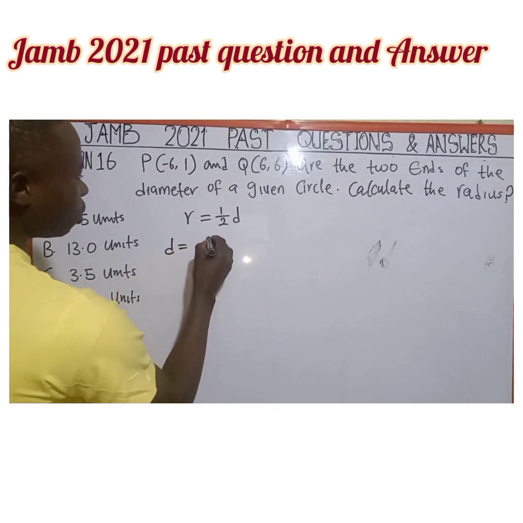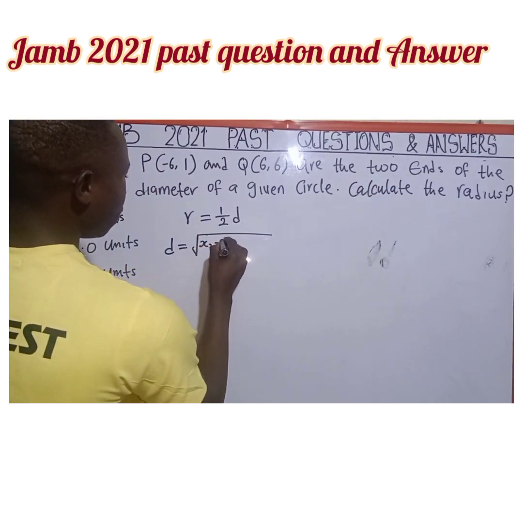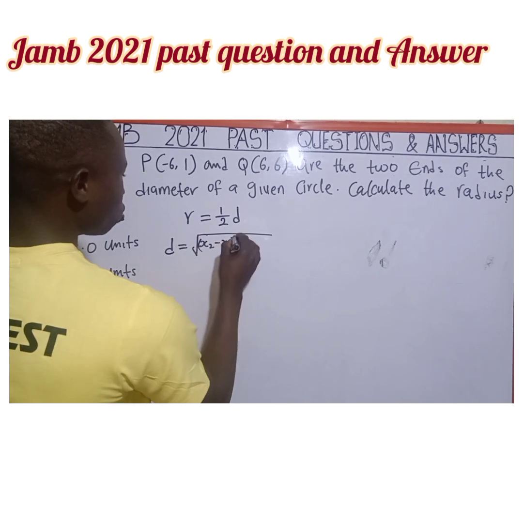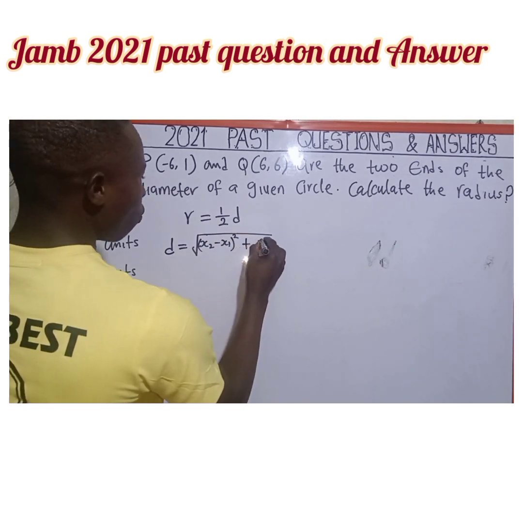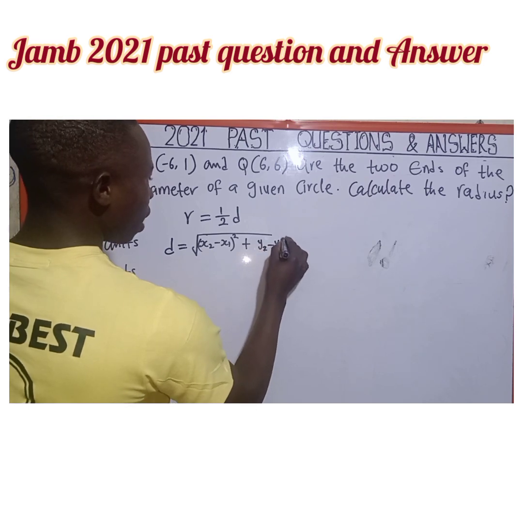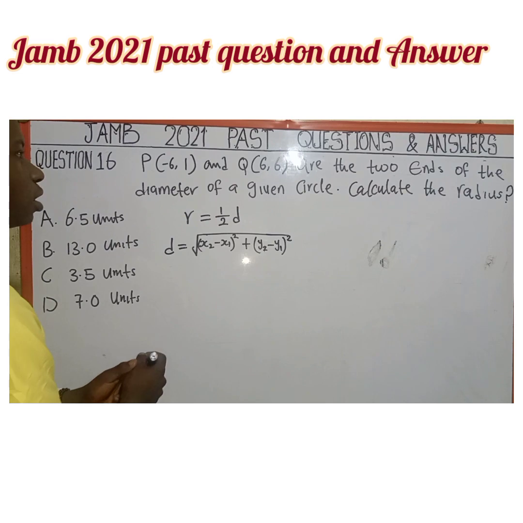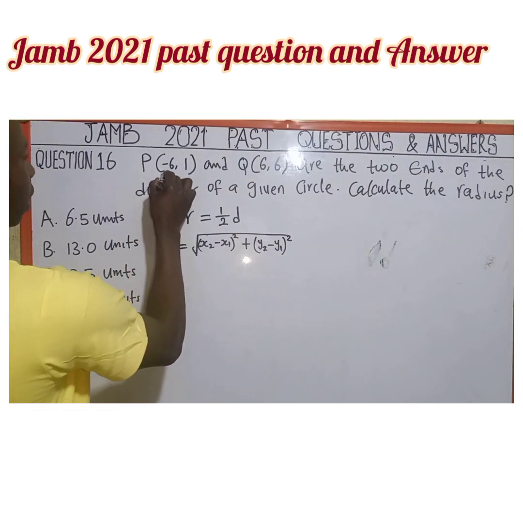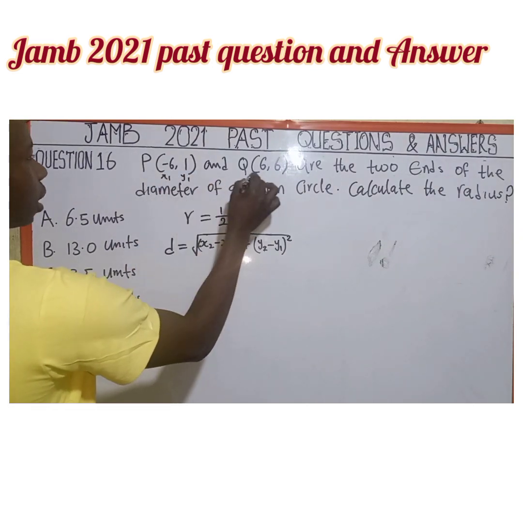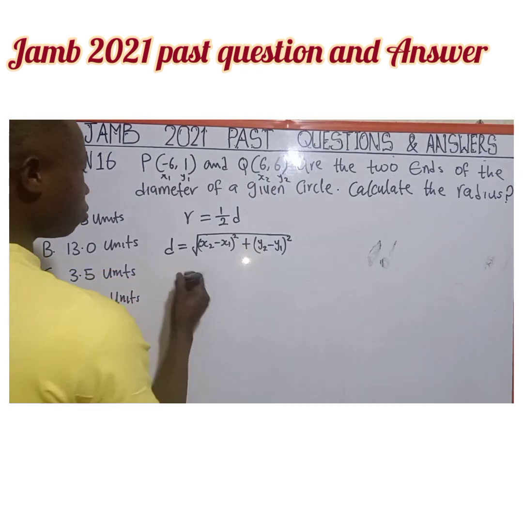So the first thing we need to do is to calculate our diameter, and diameter is denoted as D, which is equal to square root of X2 minus X1 all square, then plus Y2 minus Y1 all square. So this is the formula. So from this question, this is my X1 Y1 and this is my X2 Y2.